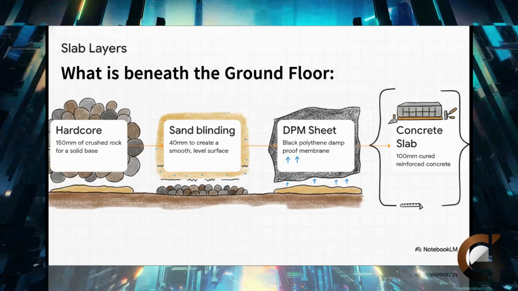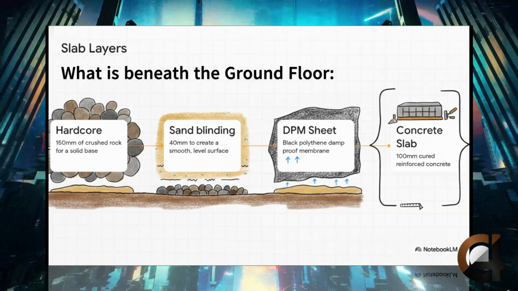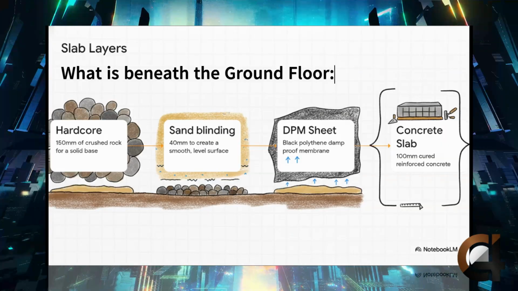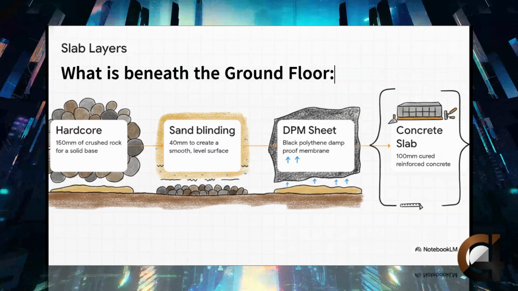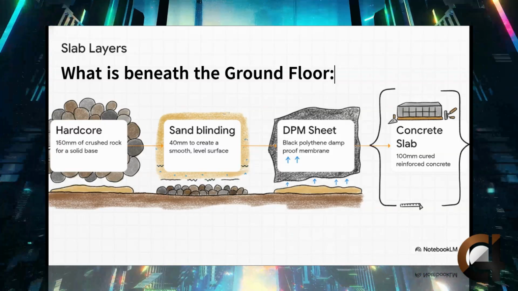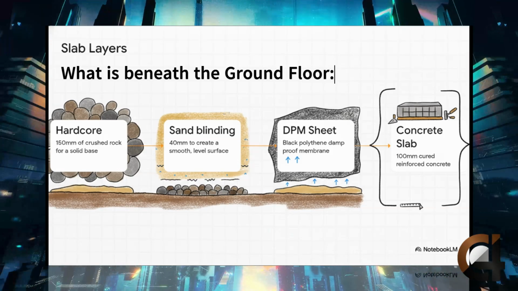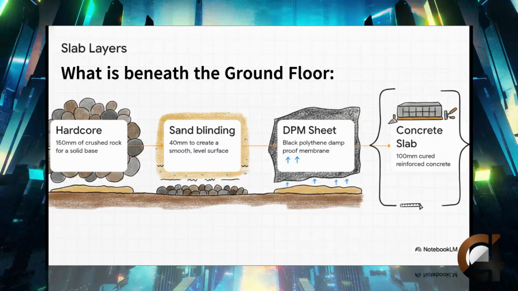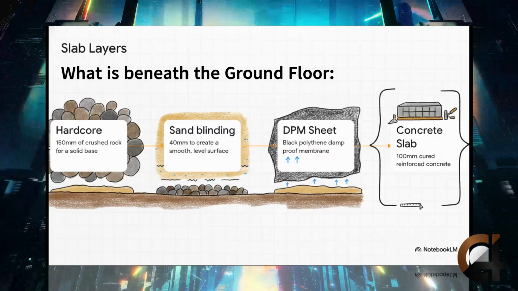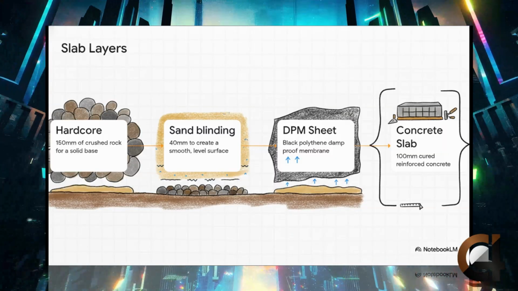First, right at the bottom, 150 millimeters of hardcore, which is crushed rock that gives us a solid base. Second, 40 millimeters of sand blinding, creating a nice, smooth, level surface. Third, and this is absolutely critical, a black polythene sheet acting as a damp-proof membrane, or DPM. This literally stops ground moisture from creeping up into your house. And finally, the top layer is a 100mm cured concrete slab reinforced with mesh wire. Each of those layers has a highly specific job.